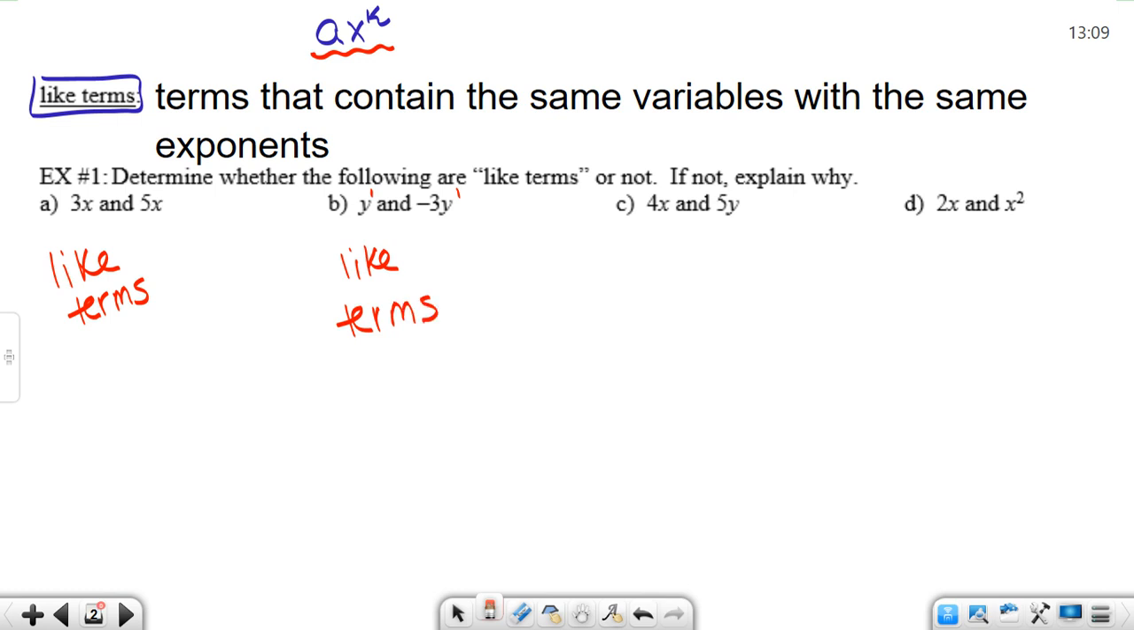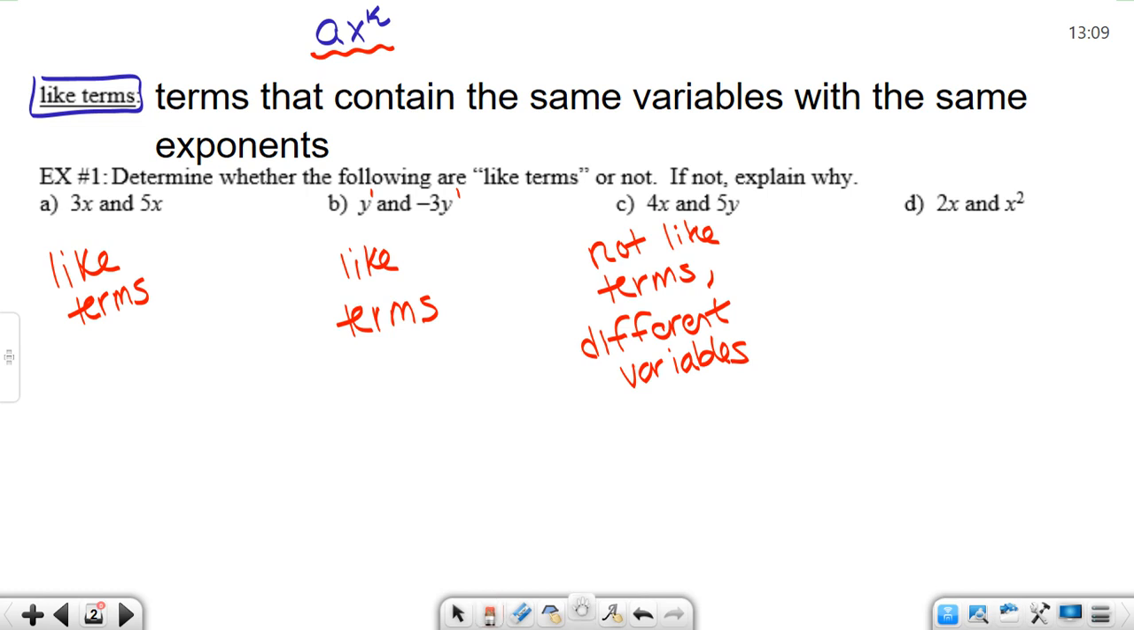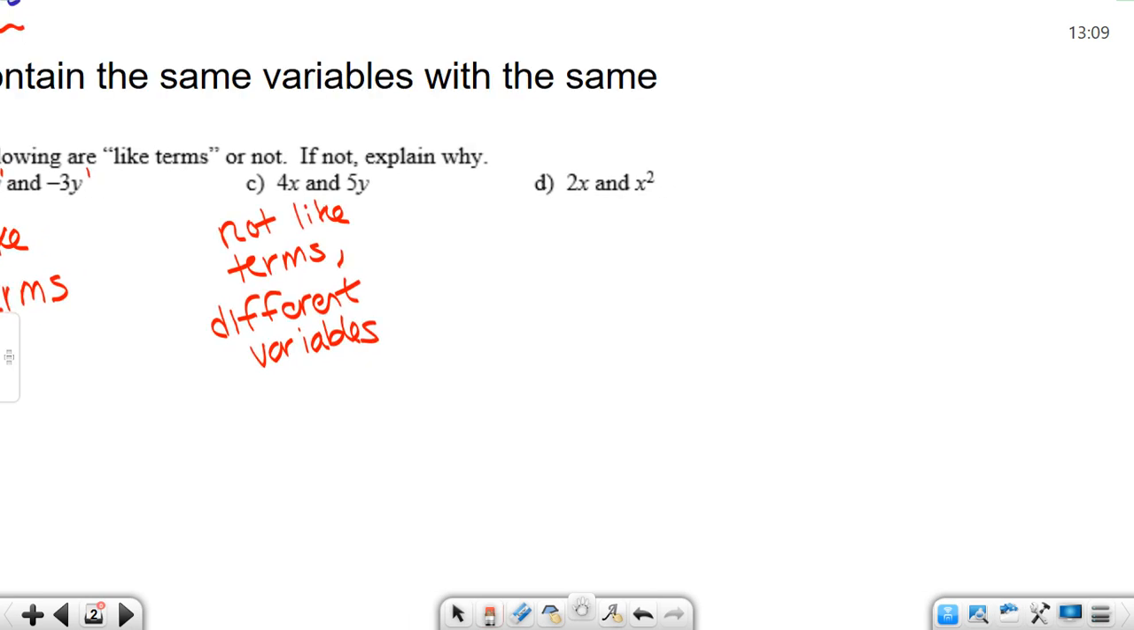Looking at C, we have 4x and 5y, and these guys clearly are not like terms because they have different variables. One has an x and one has a y. Let's slide this down here.